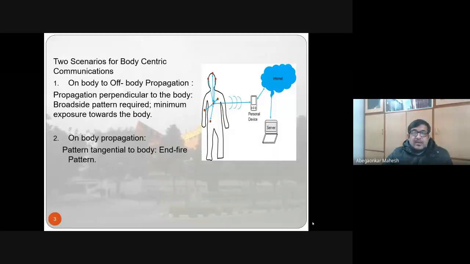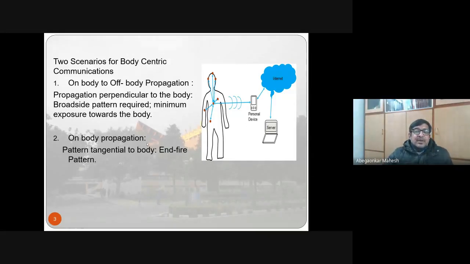So broadside. For those people who do not have a background in antennas, if this is the antenna, broadside would mean normal to the antenna surface. End fire is along the antenna surface. So for off-body communication, because this is an antenna, it has to communicate with a personal device or a laptop, so it will communicate in a broadside direction. Whereas if there's an antenna placed, let's say on my wrist, and it has to communicate to an antenna placed on my head, it will require inline propagation or end fire propagation. So the pattern should be tangential to the body.